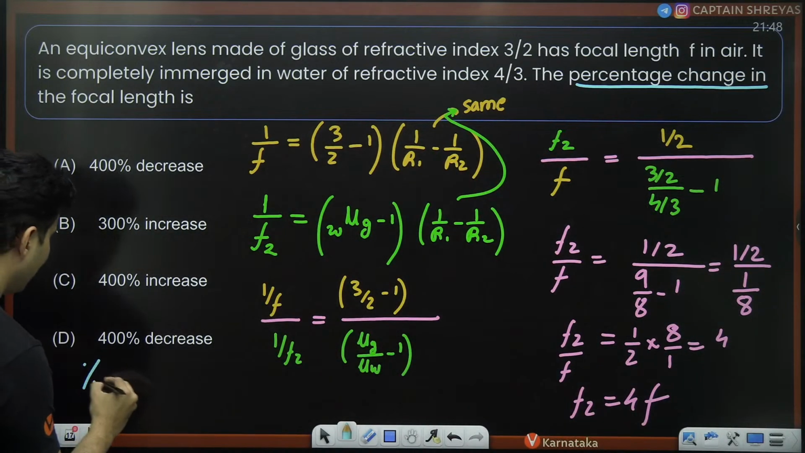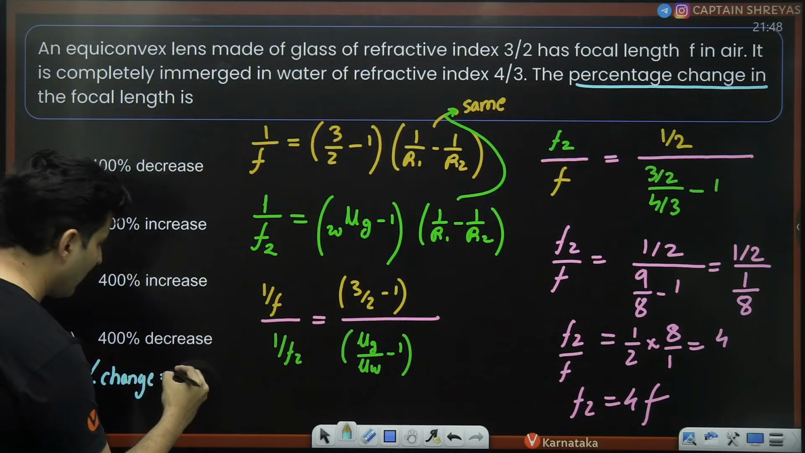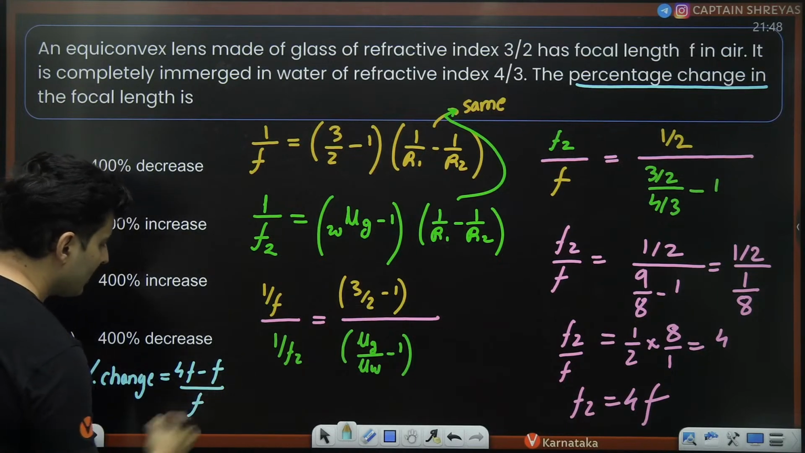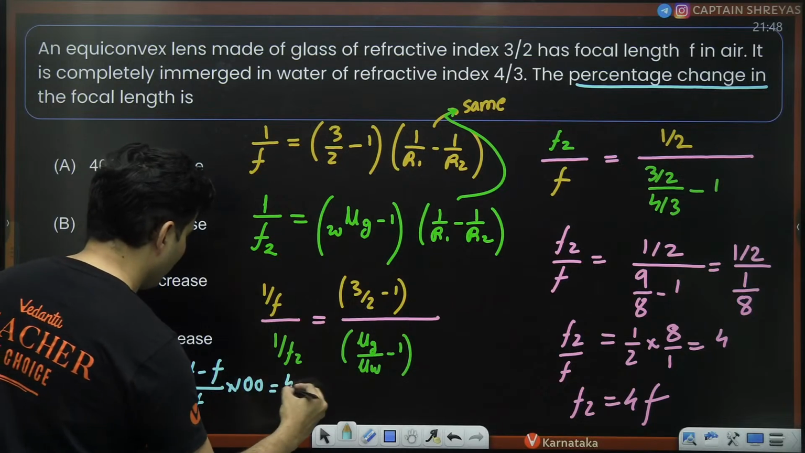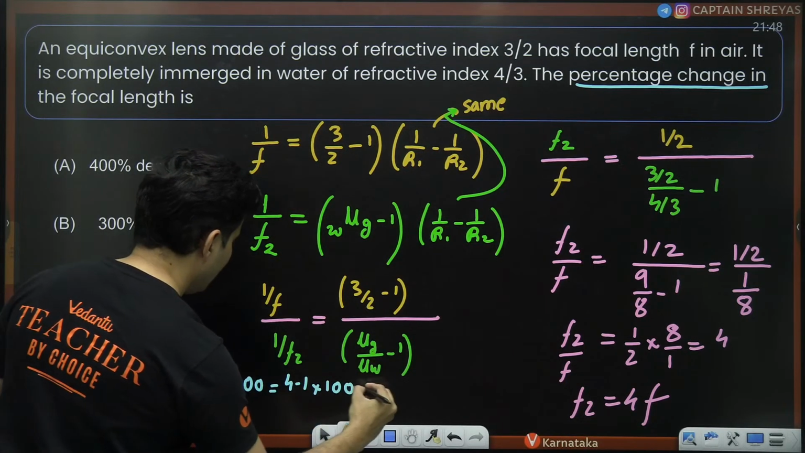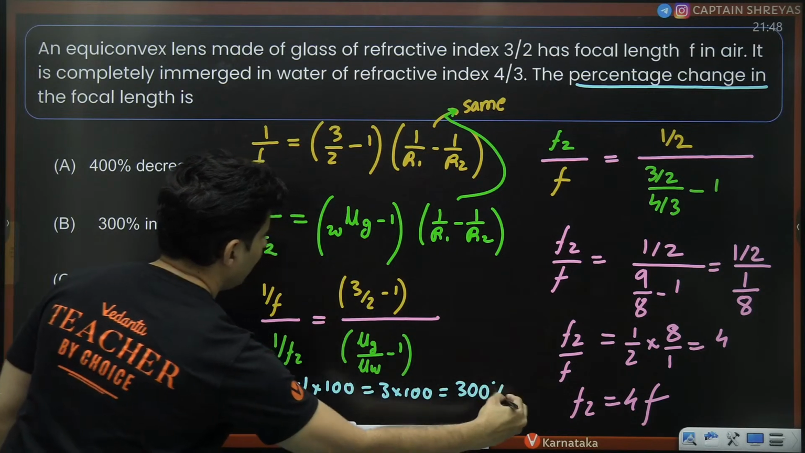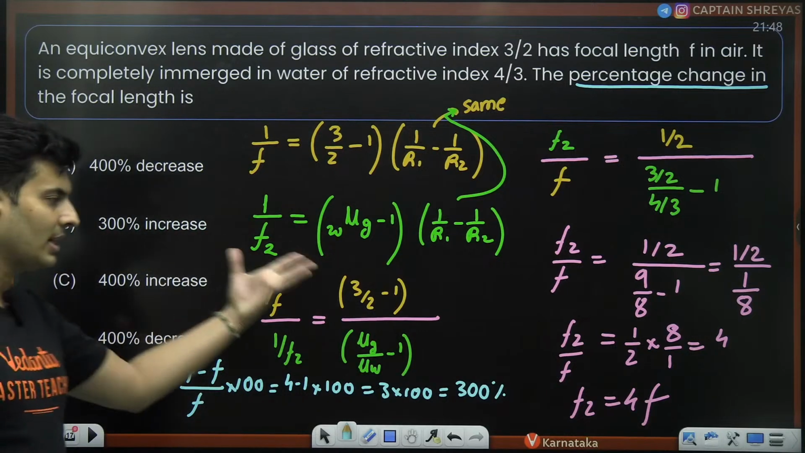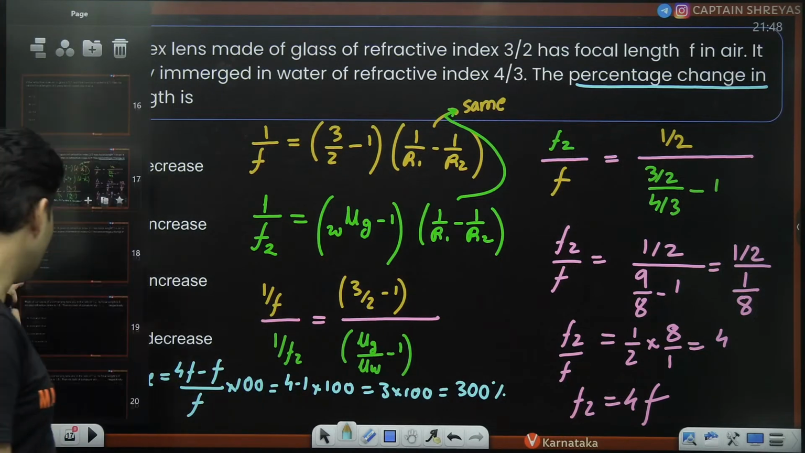So the percentage change means how much did it change. By 4f and f, that is the change, over the original f, multiplied by 100. So f cancels, 4 minus 1 into 100, which is 3 into 100, which is 300%. Yes, that is the answer. A lot of people make this common mistake and put 400% instead of 300%. Got it? Beautiful question again from KCT.